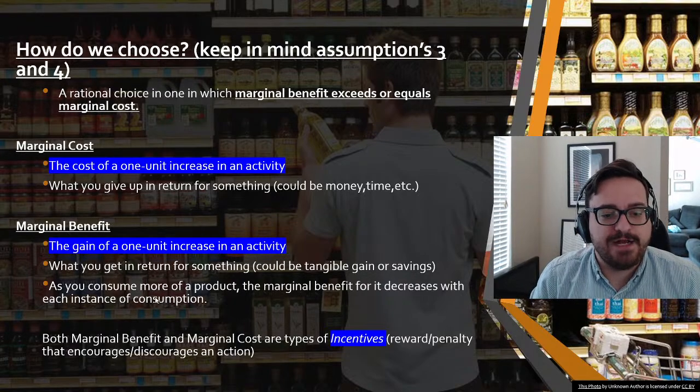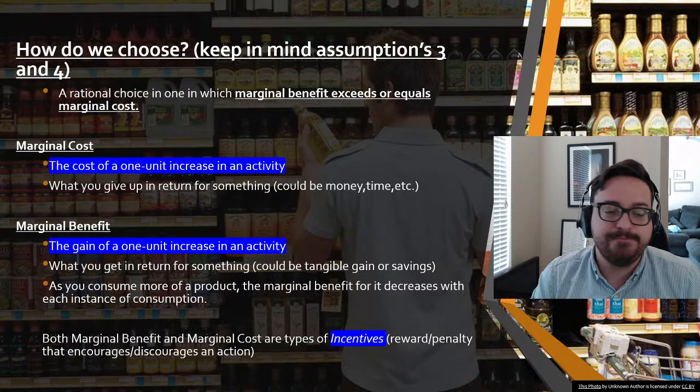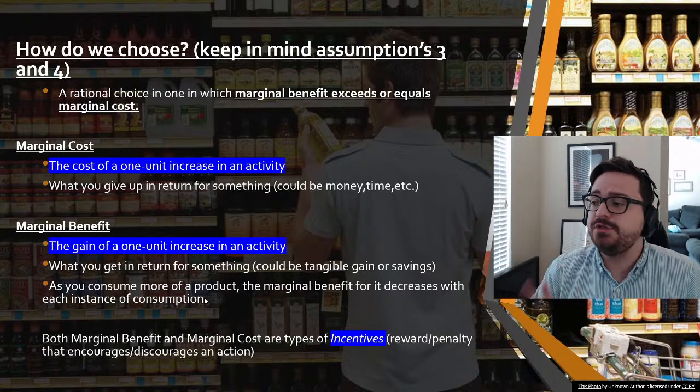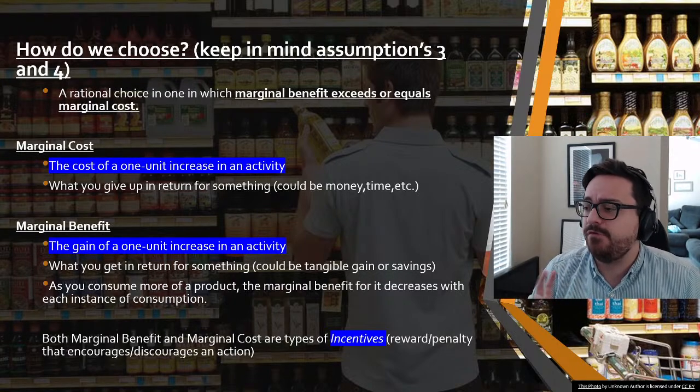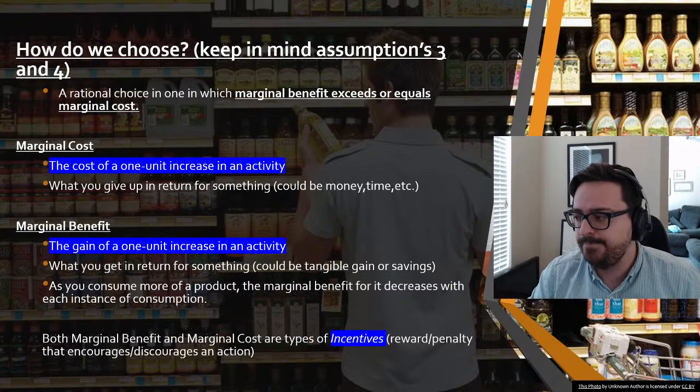But there is one final rule when it comes to marginal benefit, and this is different than marginal cost. This is a separate thing. If you want, I probably could have highlighted that, to be honest. Which is, as you consume more of something, the benefit for it decreases. The more you do of a thing, the less you get out of it each time.